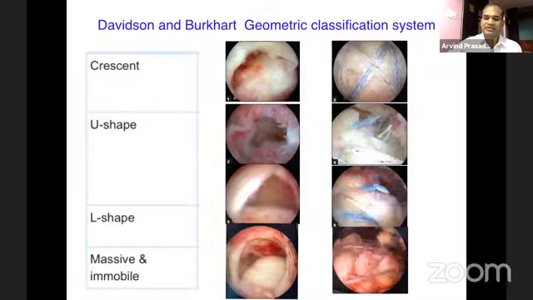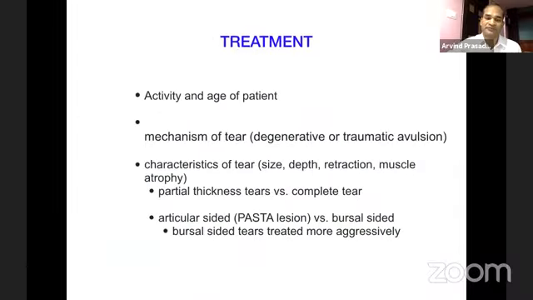Then this is treated with partial repair of the cuff. Sometimes it becomes difficult or impossible to bring it back completely to its anatomic area. So in such types of cases, partial repair is recommended. So this geometric classification helps in the surgical management of the cuff.